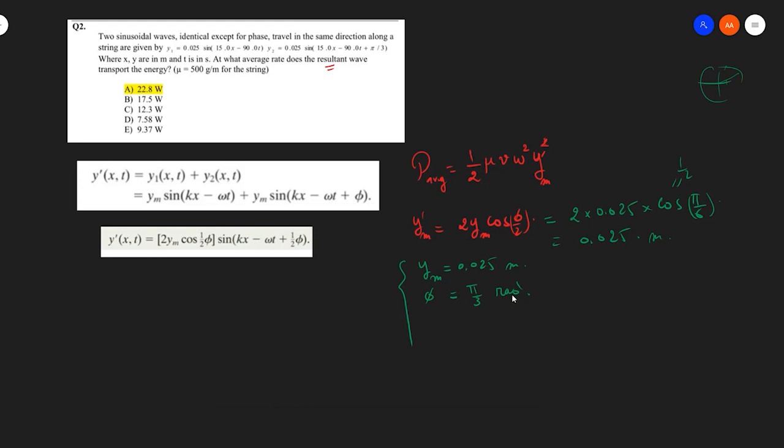What does coincidence mean? Coincidence means that here they gave you a phase which is pi over 3. If the phase was different, if this one was pi over 6, you would get a different number here, which is different from this one, 0.025.